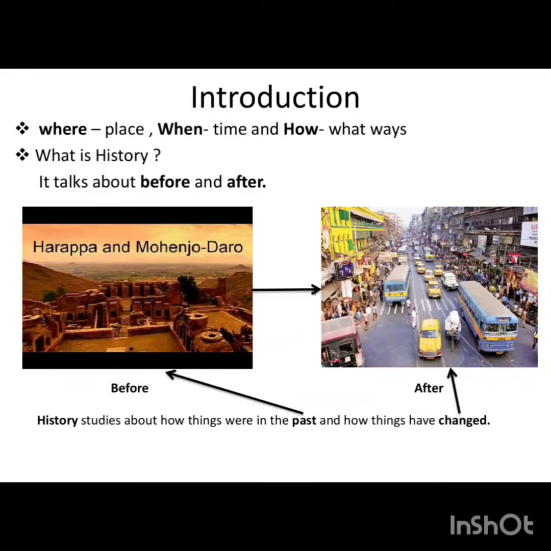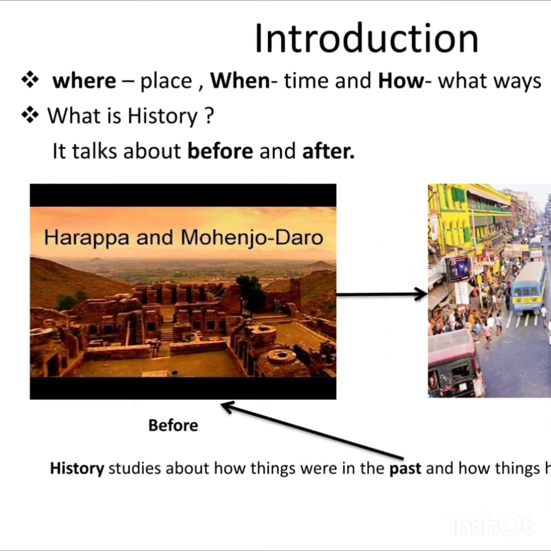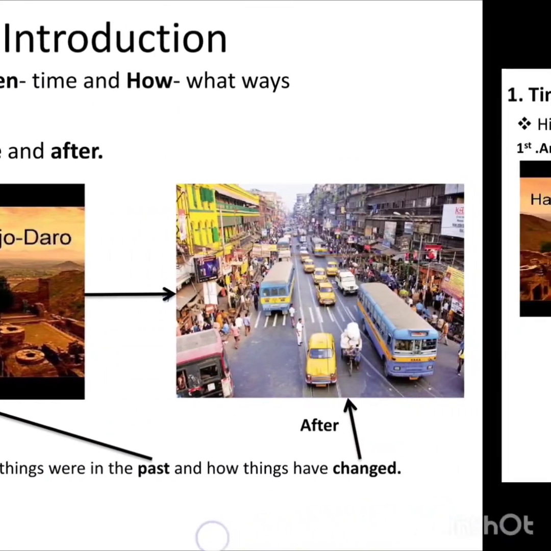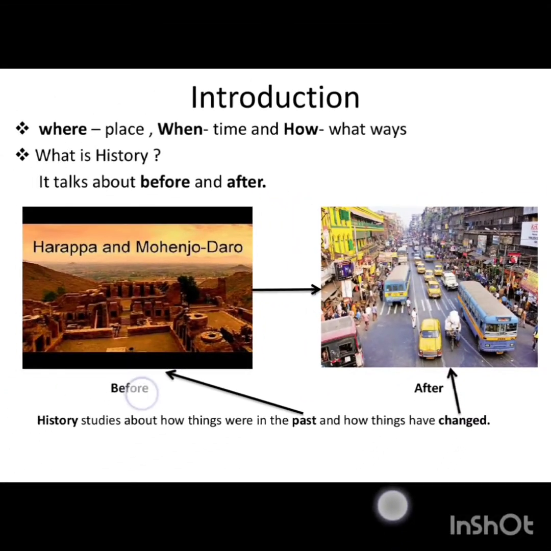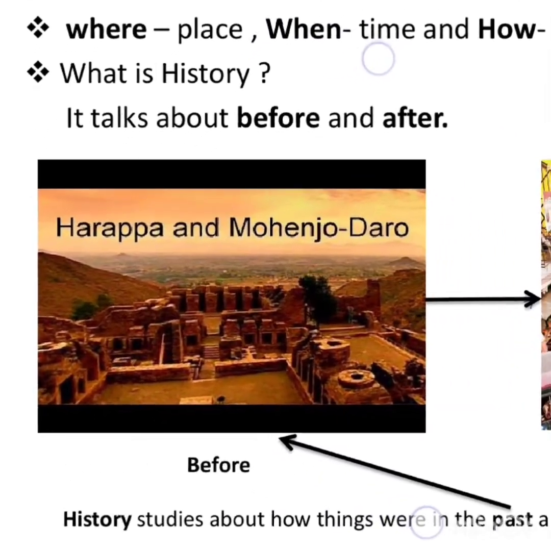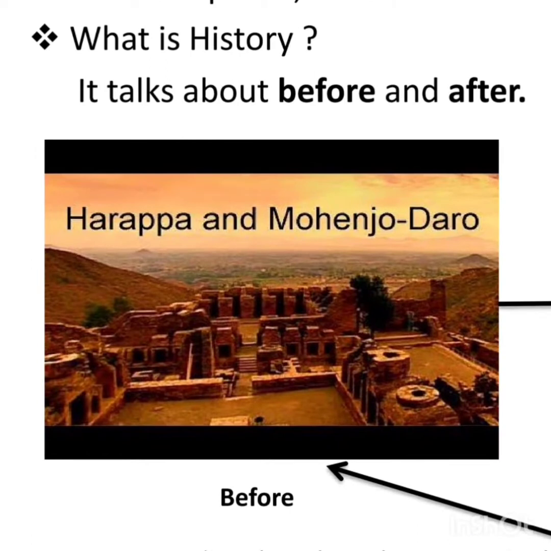History talks about the changes that occur over a time period. That means how things were in the past and how things have changed. That is what history says. I will explain this with an example of ancient period of Indus Valley civilization, that is Harappa and Mohenjo-daro.